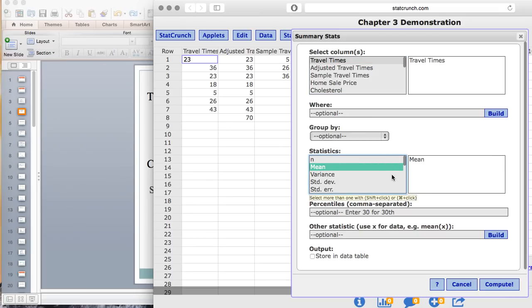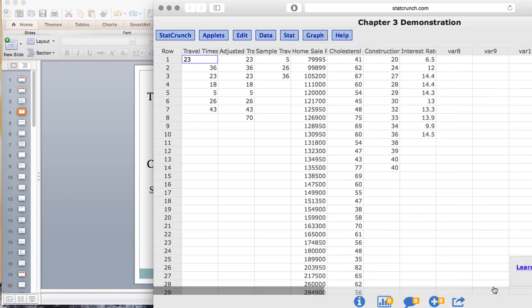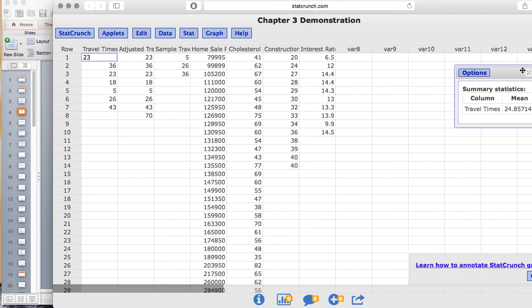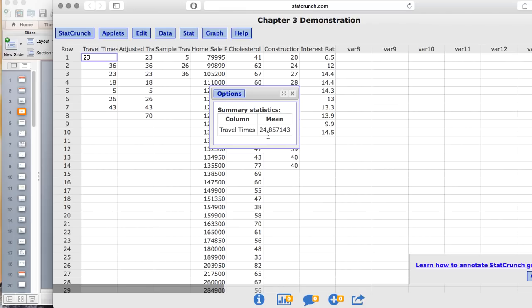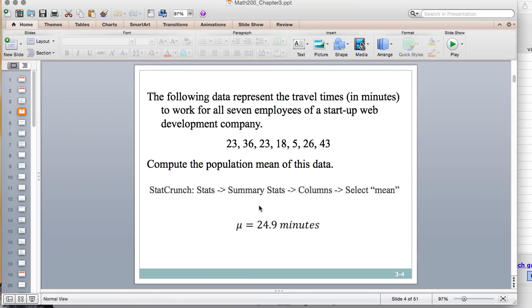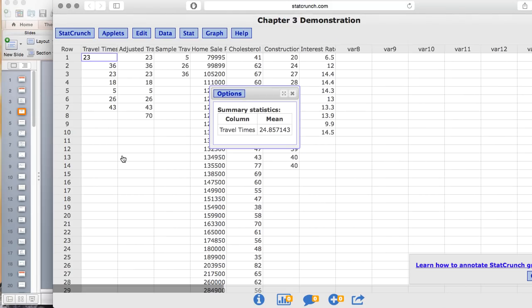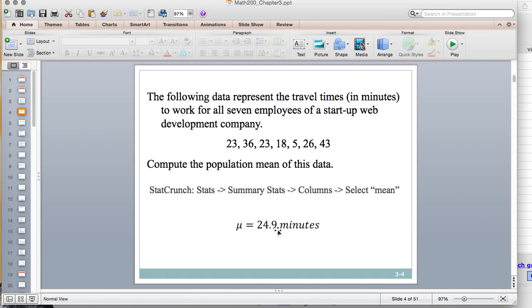Now if you notice, there was a bunch of stuff that was highlighted over here. I really only care about the mean for right now, so I'm just going to highlight that. I press compute and, kind of displayed off the screen here, it gives me a mean travel time of 24.857, and right here you can see that that would round to 24.9, which is what I have here. Now, since we're talking about everything in minutes, our mean is also in minutes. And you'll notice that the Greek letter mu is used here because we're finding a population mean, since we have data on all 7 of our startup web development company employees.